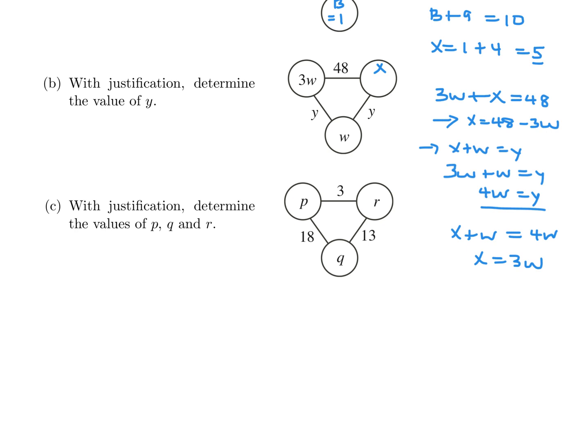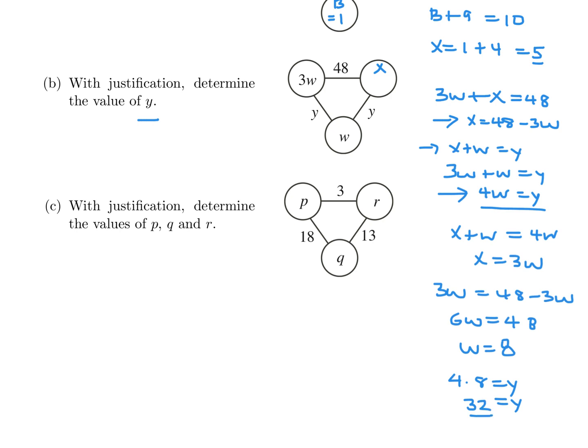So if x is 3w, then 3w is equal to 48 minus 3w. And therefore 48 is 6w, and therefore w is equal to 8. And then they wanted us to figure out y, right? So plug it back into there. 4 times 8 is y, and therefore y is 32. However you want to do it, as long as you arrive at 32, you're good to go.